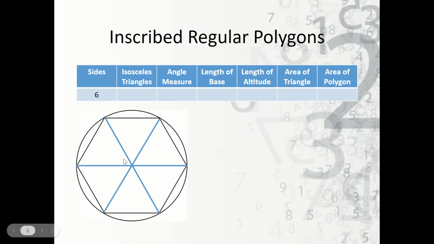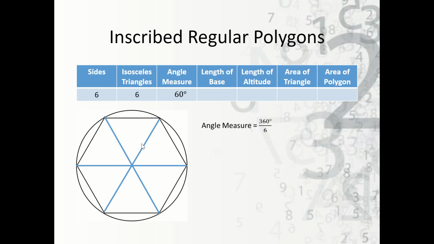So we connect all the dots. So now, how many triangles did we end up with? Well, we ended up with 1, 2, 3, 4, 5, 6. So like I said earlier, the number of isosceles triangles is equal to the number of sides. Now, what's the angle measure? Well, we're going to take 360 degrees and divide it by the number of triangles. So we get 360 divided by 6, which is 60 degrees.